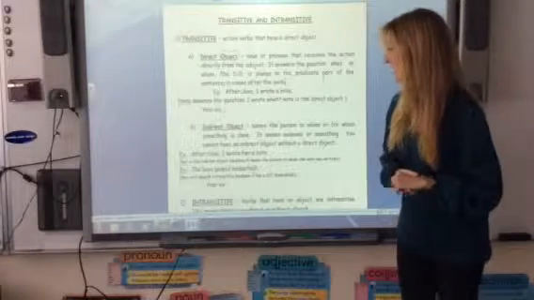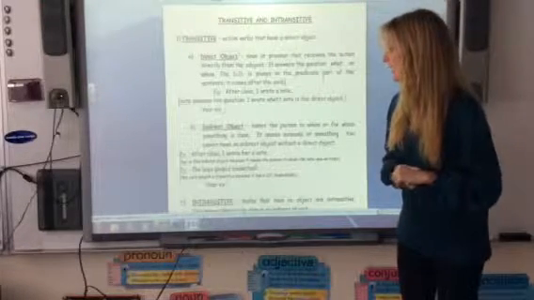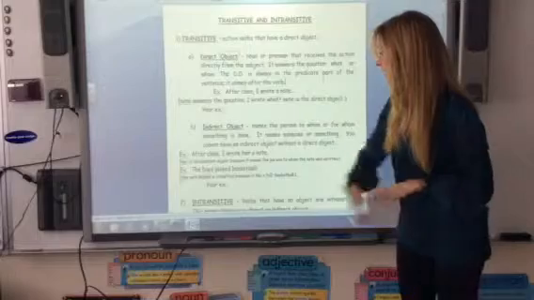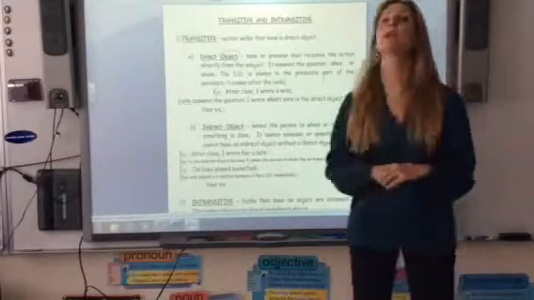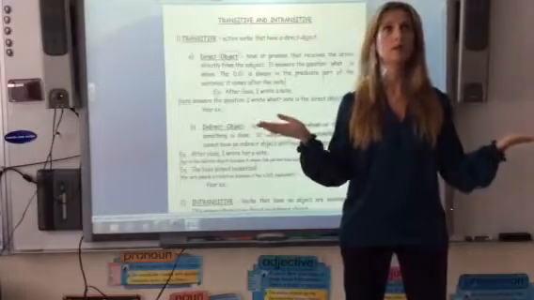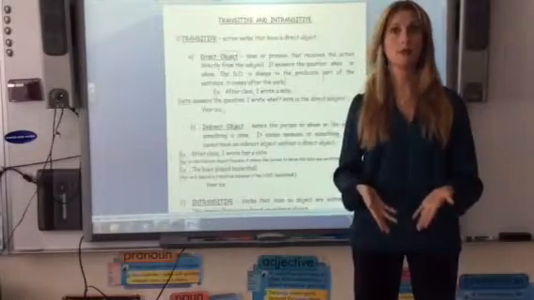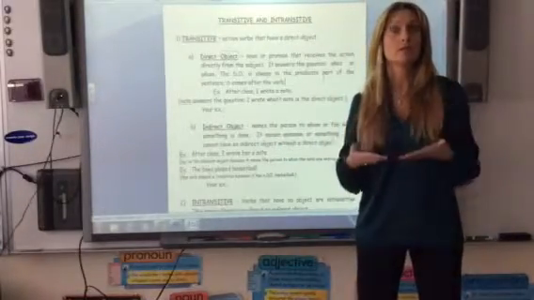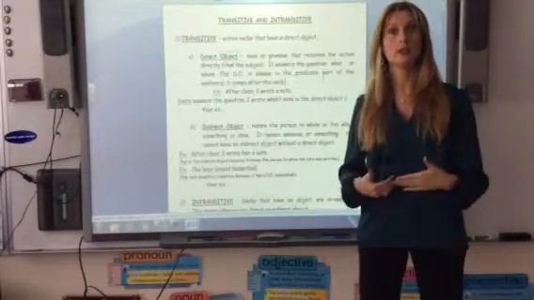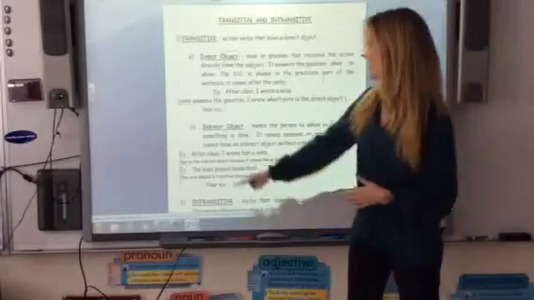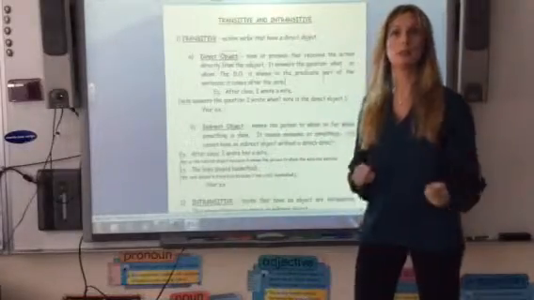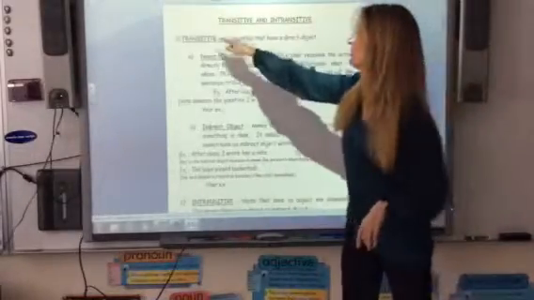Now, look at this one. The boys played basketball. The verb played is transitive because it has a direct object, which is basketball. The boys played. The boys played what? The boys played basketball. So I'm getting some more information. I have a direct object. Therefore, when I have a direct object and I have an action verb, played, I can see them doing that, then it is a transitive verb.